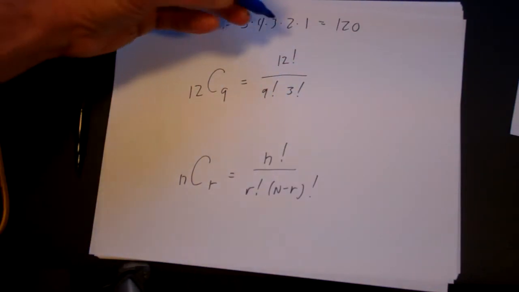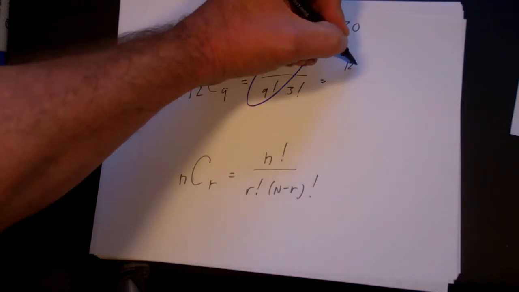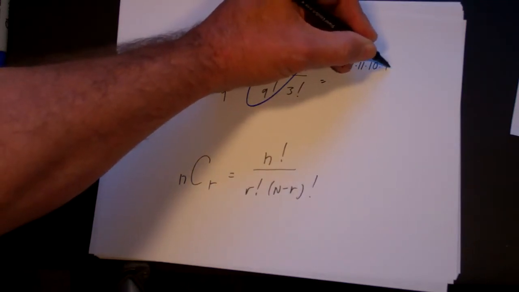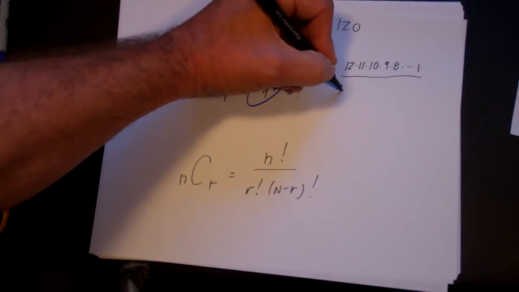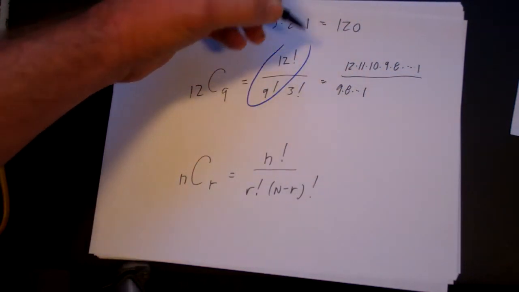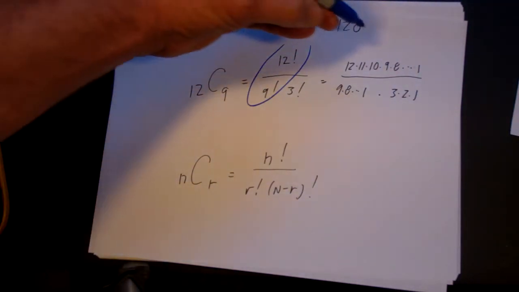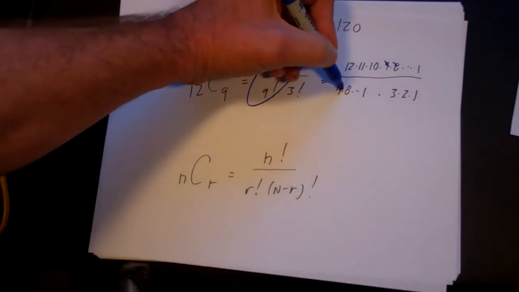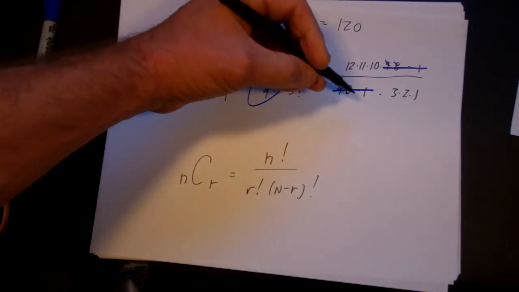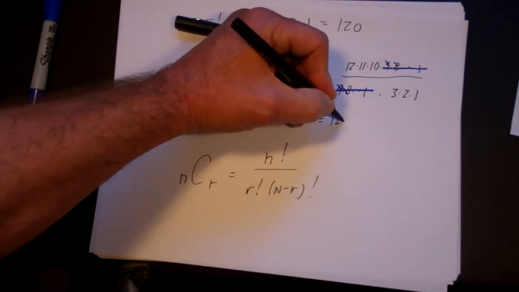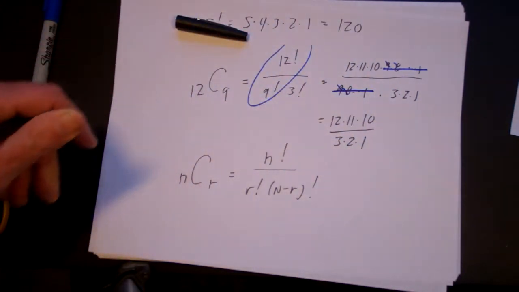And now what you need to recognize is the 12 and the 9 here cancel in an interesting way. 12 factorial is 12 times 11 times 10 times 9 times 8 all the way to 1. 9 factorial is 9 times 8 all the way to 1. And 3 factorial would be 3 times 2 times 1. And if you notice, the 9 cancels with the 9, the 8 with the 8. In fact, all the numbers from 9 to 1 cancel with the numbers from 9 to 1. And we end up with 12 times 11 times 10 over 3 times 2 times 1.